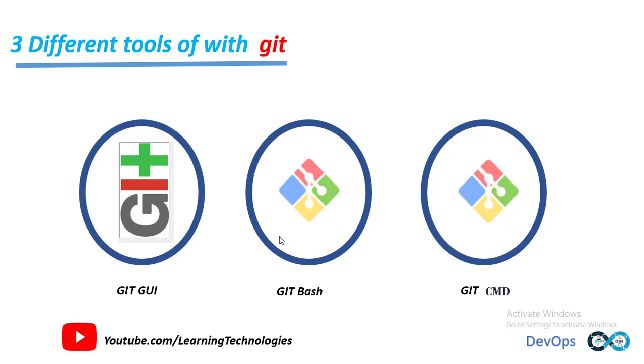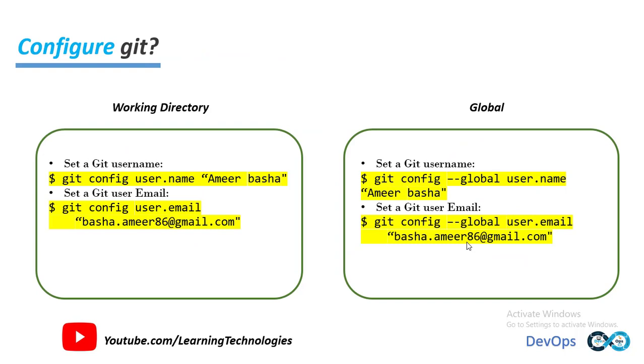Now we'll talk about Git CMD. This is the command line prompt, the command line interpreter on Windows operating systems. Now I will show you how to configure Git.